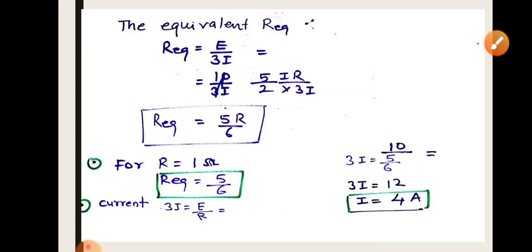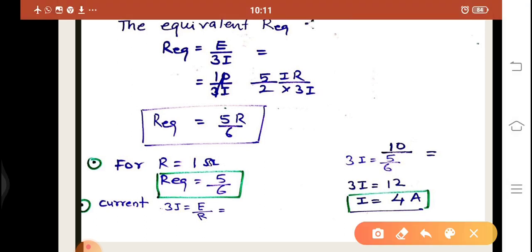Then R equivalent is E by 3I. So what is E? 5 by 2 IR. So from this R equivalent will be 5 by 6 R. This is from Ohm's law. Now if R equal to 1, then the total resistance will be 5 by 6 ohm. And 3I equal to E by R equivalent.